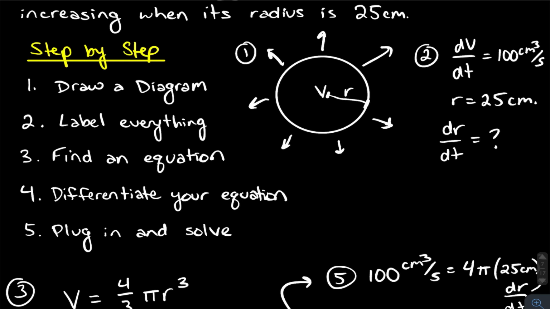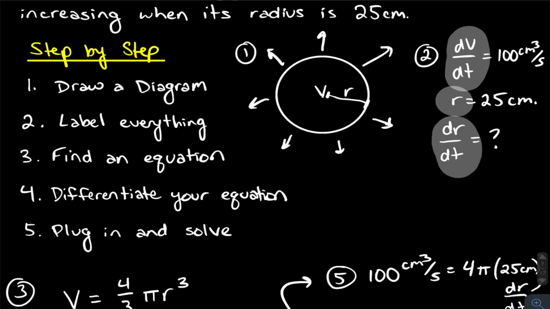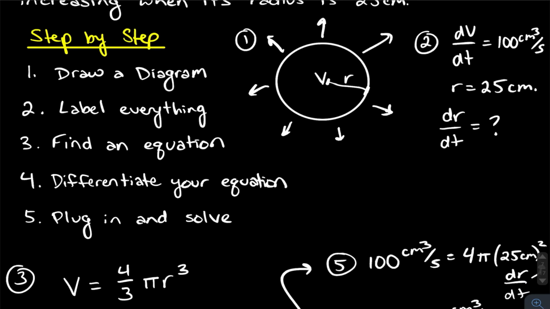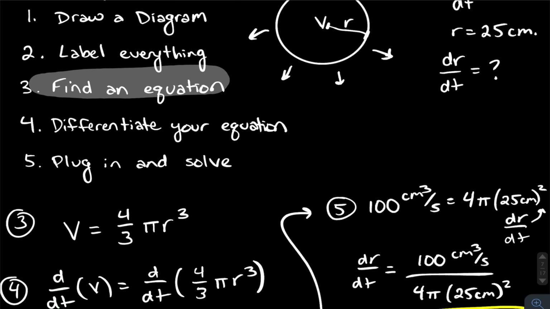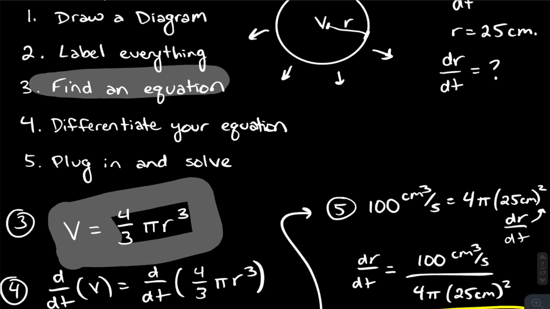We then proceeded to label everything. We figured out we were given dv/dt, we were given r, we want to find dr/dt, and so then we had a pretty good idea of what we wanted to relate. We wanted to relate a change in volume to a change in radius. We needed an equation that was going to allow us to do that. And remember, I said don't worry at all about the time derivatives, just worry about relating those two things. How can we relate the volume of a sphere to the radius of a sphere? That step 3 equation is the volume equation for a sphere.